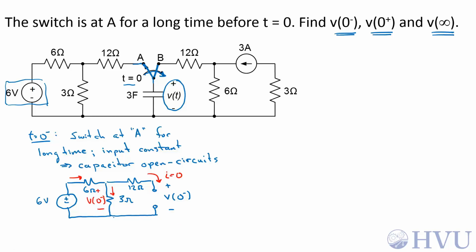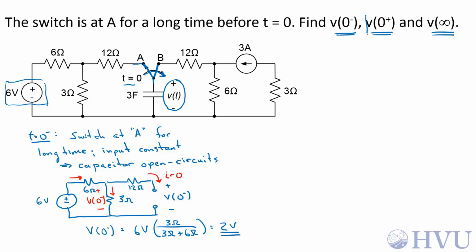This is a good application for a voltage divider. So V at 0 minus is equal to the total voltage, 6 volts, times 3 ohms over the sum of the two series resistances, 3 ohms plus 6 ohms. So 1/3 of 6 volts is 2 volts.